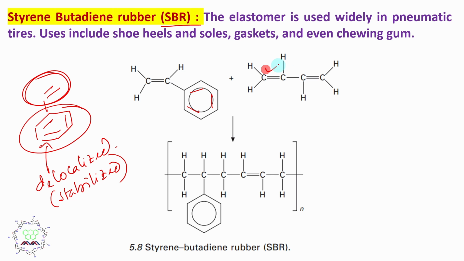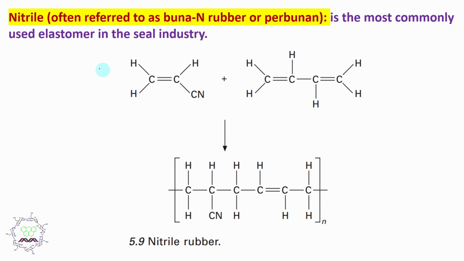So what will happen? This pi bond will go and a new pi bond will form in between as it is. Student, I am not going to explain this every time, so you should understand this, I believe. So this is styrene butadiene rubber, or SBR for short. Okay, next, nitrile rubber.